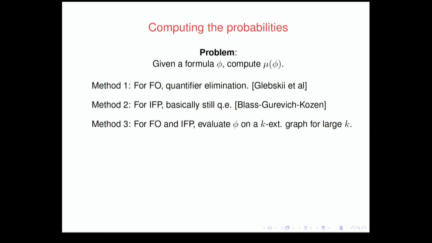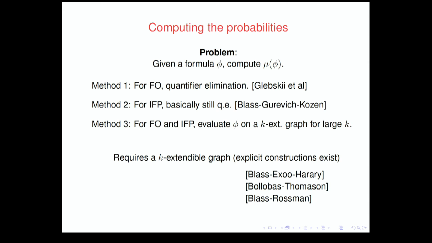It's the following. It works for both. The only thing you need to do is to evaluate the formula on some k-extendable graph for k large enough, namely k bigger than the number of variables of the formula. And the reason this works is the usual one. If it has probability 1, then it holds in this equivalence class. So it's clear that it works for the same reason that the 0-1 law holds. It's enough to evaluate it like this. And this requires the k-extendable graph.